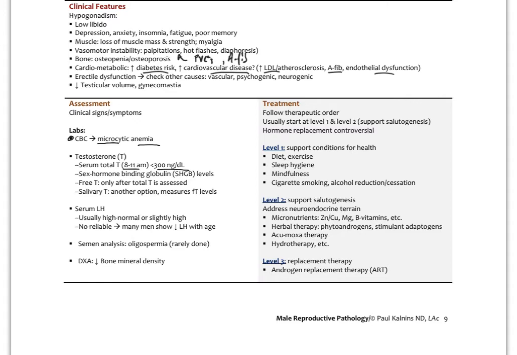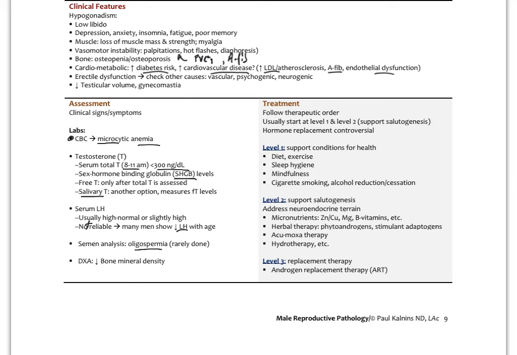Usually if we're going to do a total testosterone, that test usually comes with a sex hormone binding globulin level to see if it's really elevated. And then we can also check for salivary testosterone. Serum LH could be helpful, not typically measured. Usually it's high normal or slightly high. It's not reliable, and many men actually show decreased LH with age, so that's not necessarily an indicator of andropause. Semen analysis is only rarely done. That would be maybe for a younger man who shows signs of andropause, who is concerned about fertility, but usually we're going to see a decrease or absent sperm.